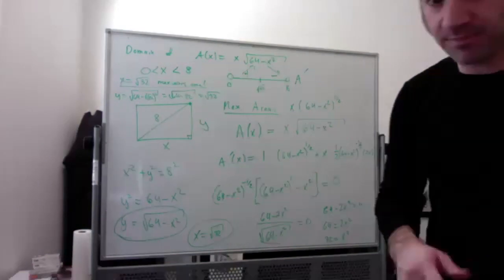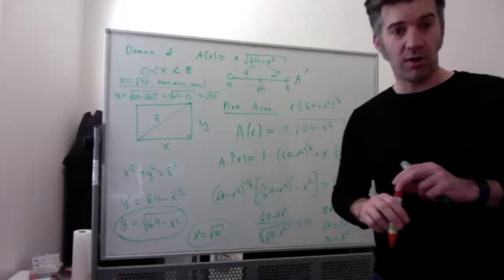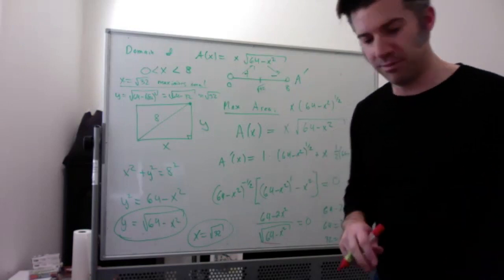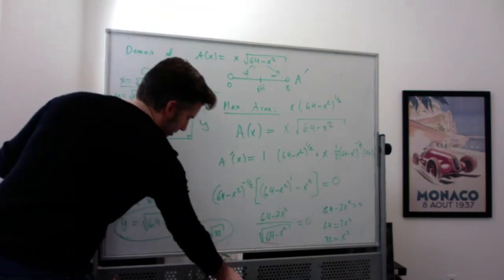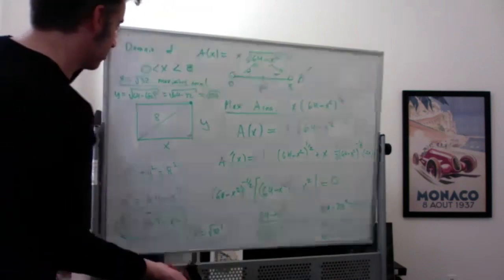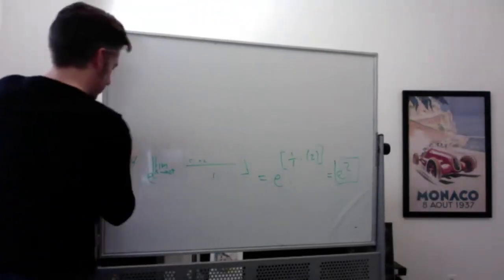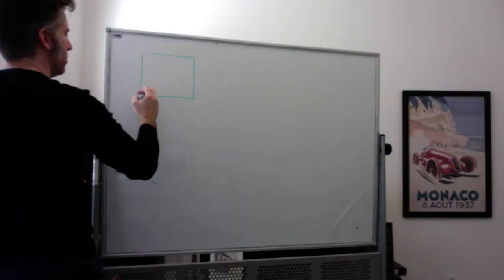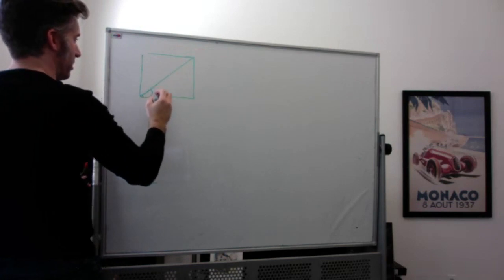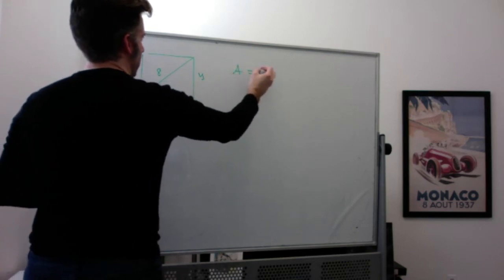I'm not going to do it, but I do want to mention that alternatively, you could have solved this. I'm probably going to do it. You could have solved this instead by using trigonometry. You could have said, okay, got a rectangle here. Diagonal is 8. This is y, this is x. Area is x times y.